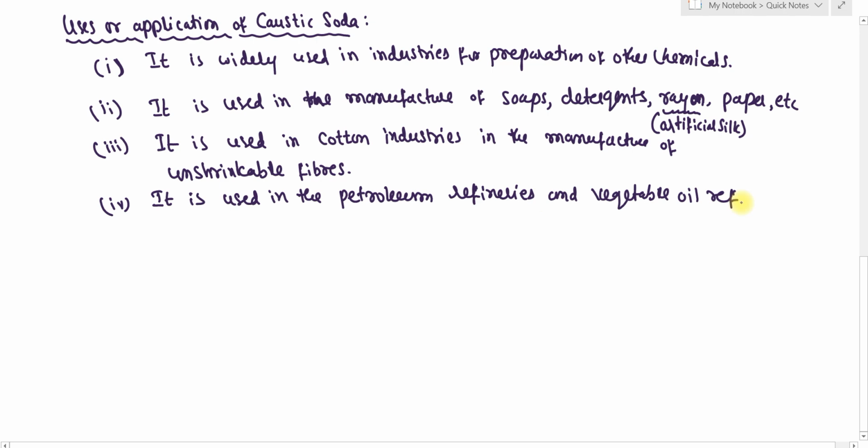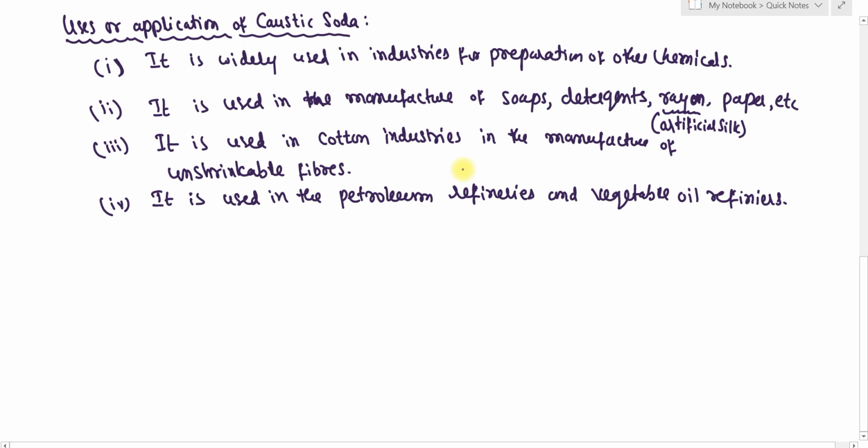So when petroleum is subjected to refineries or refined, we are going to get petrol, diesel, kerosene, LPG, then coal tar, then oil. All these are got from petroleum refineries only. Like that, when vegetable oil is refined, we get pure oil. You see that in advertisements on TV: refined oil means it is completely free from bad things or waste products. So sodium hydroxide is also used in petroleum refineries and vegetable oil refineries.